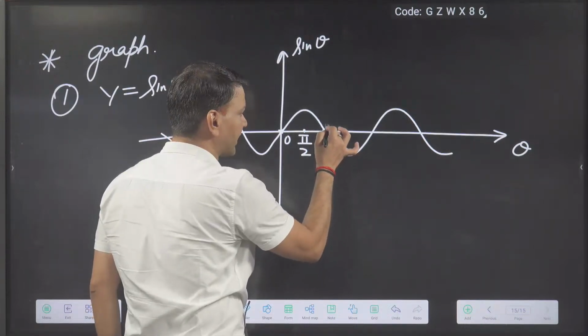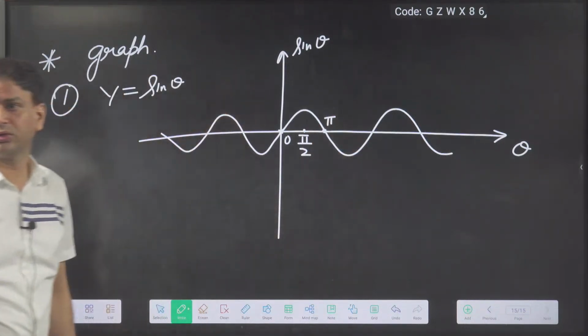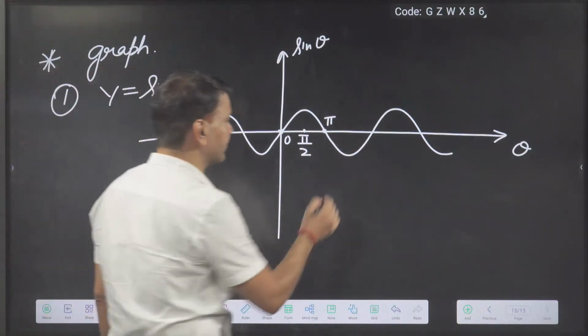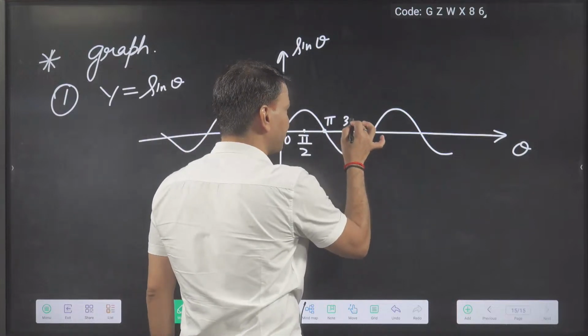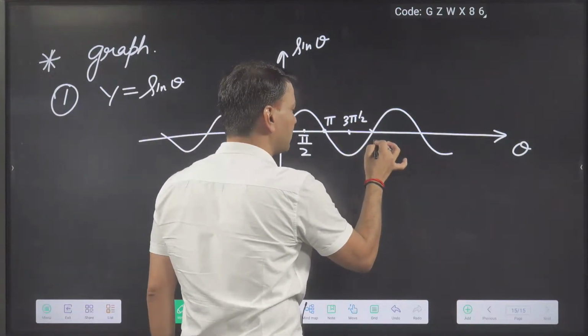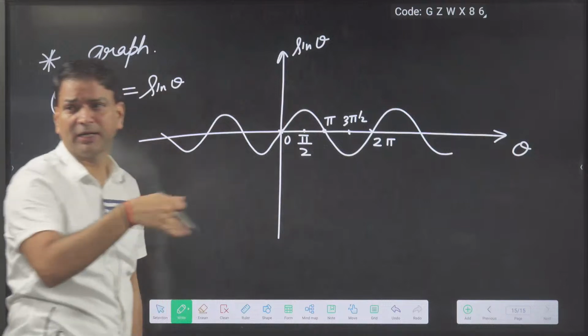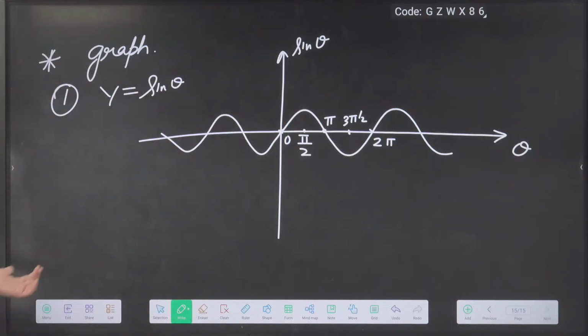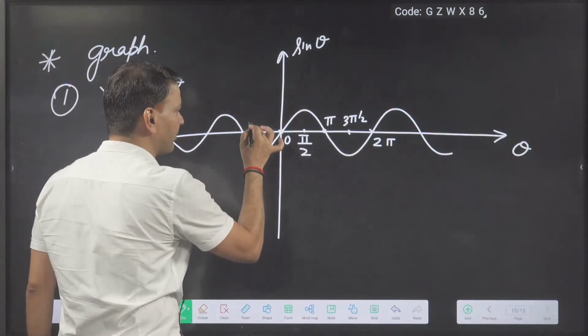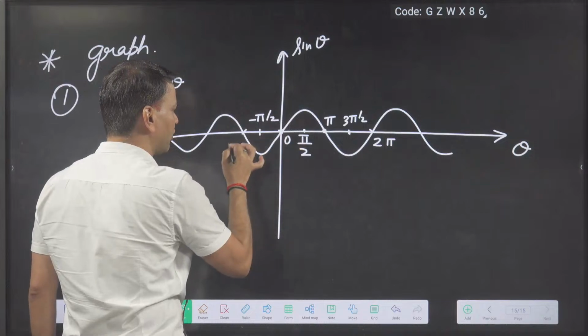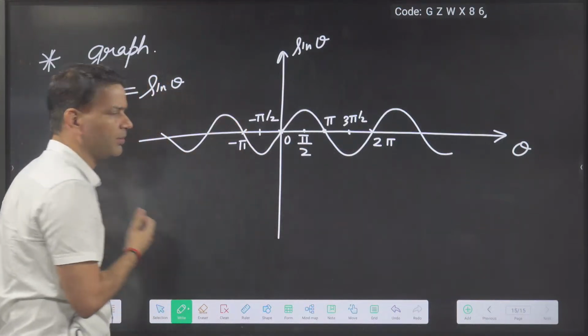In the second quadrant, what is sin 180? It is 0. Then next here you will get 3 pi by 2, then here 2 pi. Like that, you keep adding pi by 2. In the same way on this side, you write the angles with a minus: minus pi by 2, then minus pi, then minus 3 pi by 2, and so on.